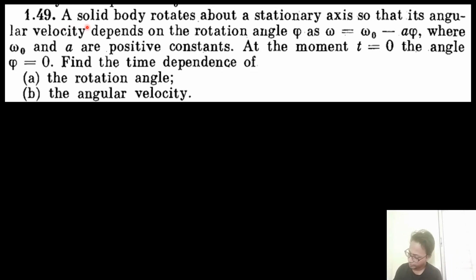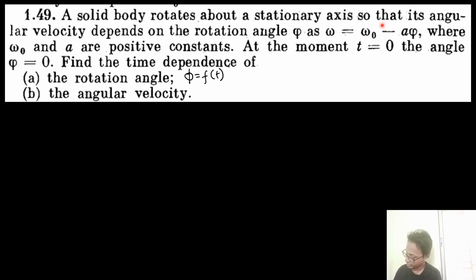Let's look at this question. A solid body rotates about a stationary axis so that its angular velocity depends upon the rotation angle as omega is equal to omega naught minus a phi, where phi is the angular displacement, omega is the angular velocity, and omega naught and a are constants. At t is equal to 0, the angular displacement is equal to 0. That is the boundary condition given in the question. Find the time dependence of the rotational angle. That means the question is saying find phi with respect to time.